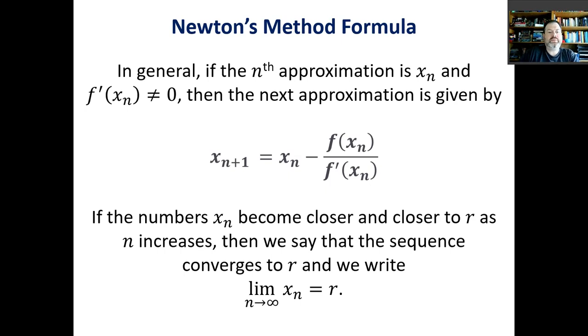And if the numbers xn become closer and closer to r as n increases, we say the sequence converges. So what we get is a sequence of numbers. And we can see, is this getting closer and closer to some value? So again, it has something like an epsilon delta definition. And it turns out that as long as we start sufficiently close, this method will always work. So you can see that has a limit definition.